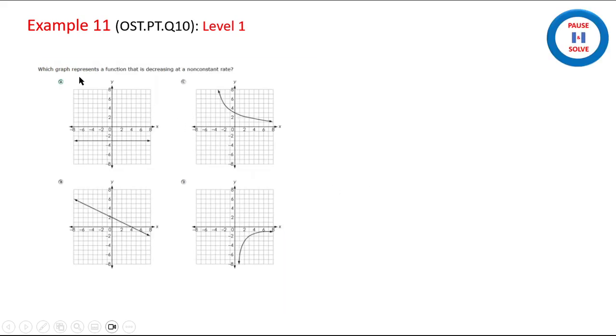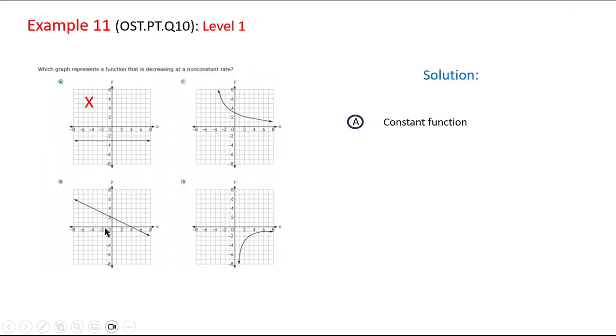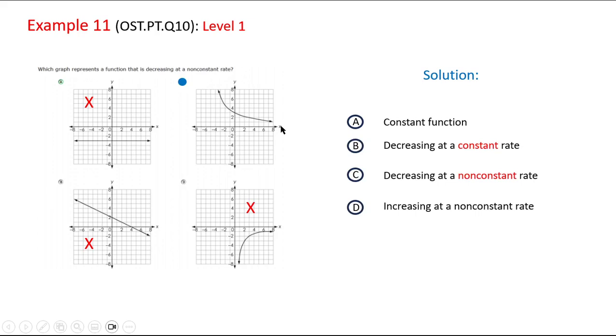Example number 11. Which graph represents a function that is decreasing? Watch the words here. Decreasing, non-constant rate. Decreasing, non-constant rate. This one here is not decreasing, so you cancel this. This one here is decreasing at a constant rate because it's linear. So that doesn't answer decreasing at a non-constant rate. This one, your answer, is decreasing at a non-constant rate, meaning nonlinear, okay? And this one, obviously, is an increasing function. It's an increasing nonlinear function.